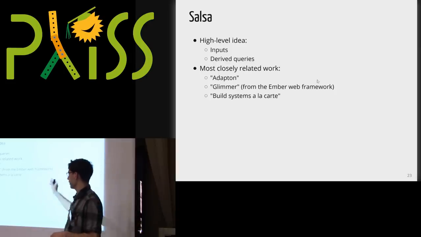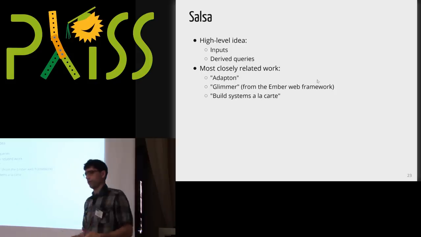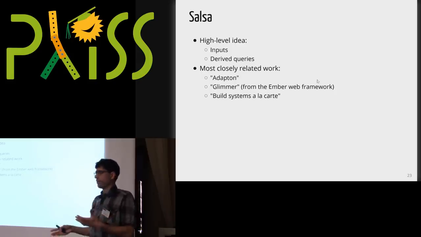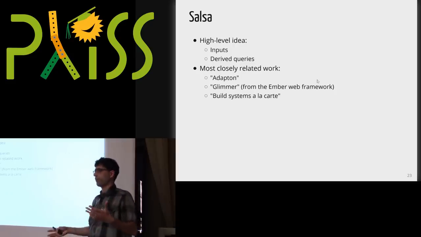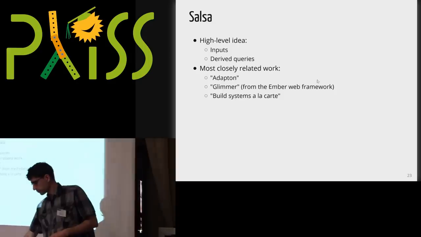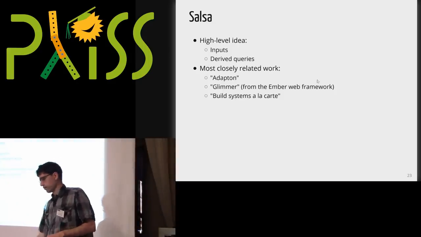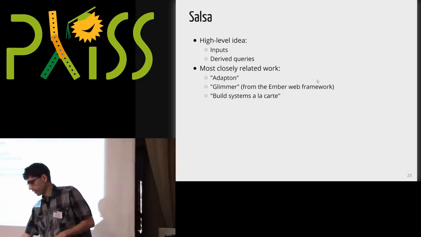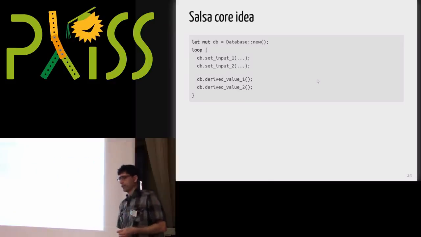And an interesting one in the middle is the Glimmer engine. The Ember web framework does incremental updates, and they use an engine called Glimmer that turns out to be very similar. I haven't looked deeply at what React does or these other web frameworks, but I imagine that they also are related. It turns out this is a problem that applies to a lot of areas, not just compilation.